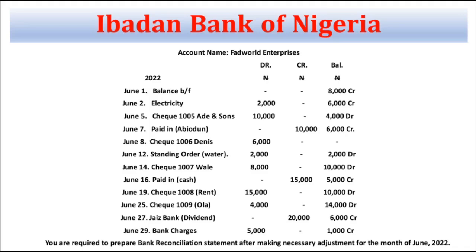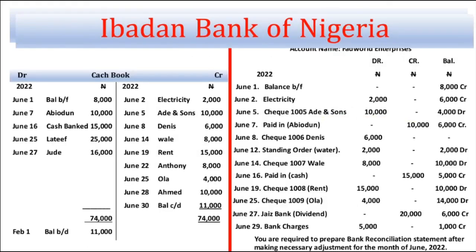Let's bring the two accounts together. In the cash book, we have 11,000 naira. In the bank statement, we have 1,000 naira. Just like I said, the first step is to compare the entries in the cash book with the entries in the bank statement. How are we going to do that? By looking for those entries that appear on the two sides of the account. At the end of the day, we will know those entries that actually cause the problem, that is, the entries that appear in one account but do not appear in the other account.